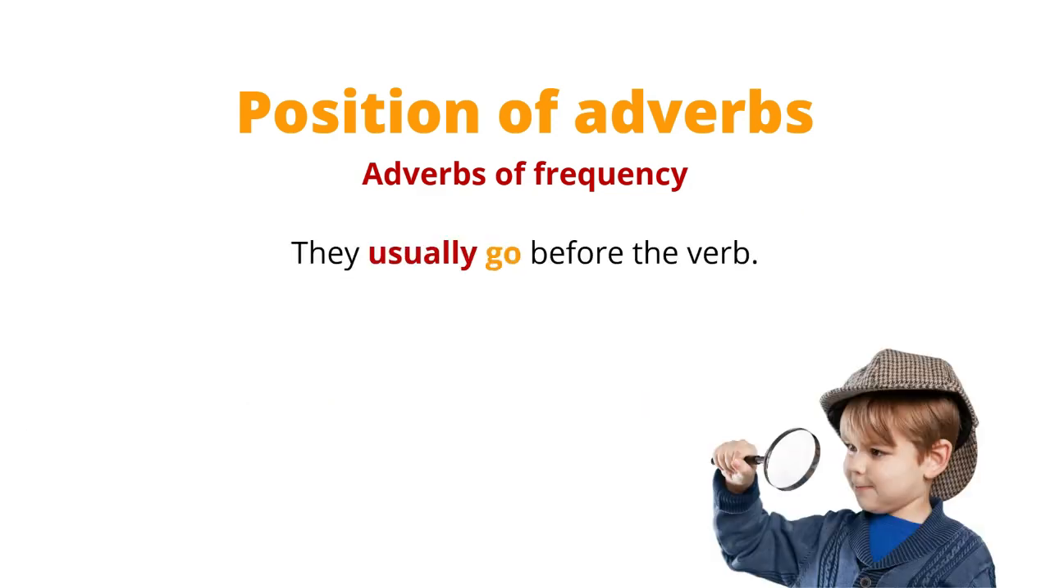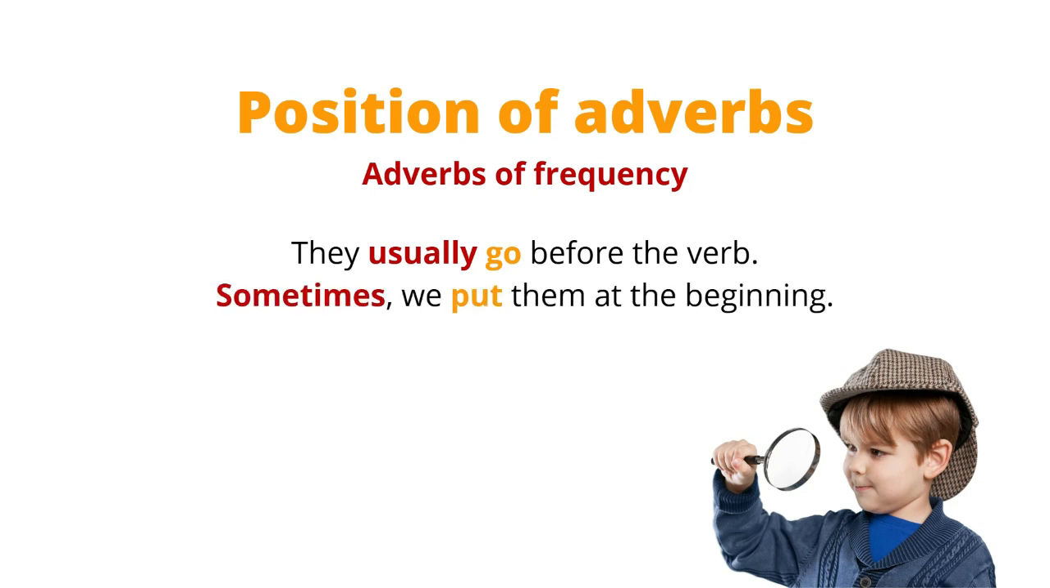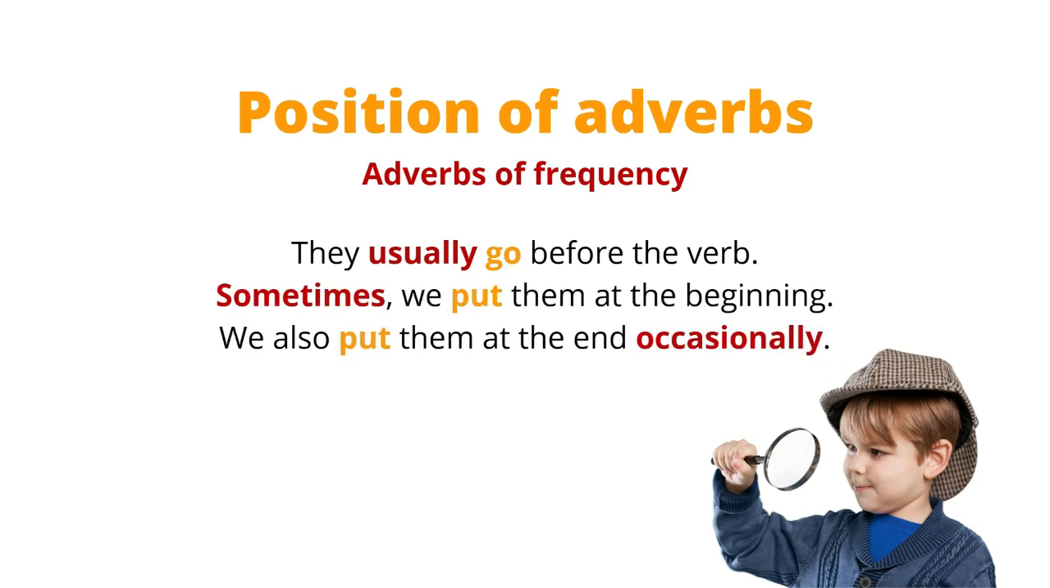I've summarized in these sentences. They usually go before the verb. Remember this phrase, they usually go. Sometimes we put them at the beginning. We also put them at the end occasionally. But usually they go before the main verb. Remember, they usually go. So the first sentence is the most common one, okay?